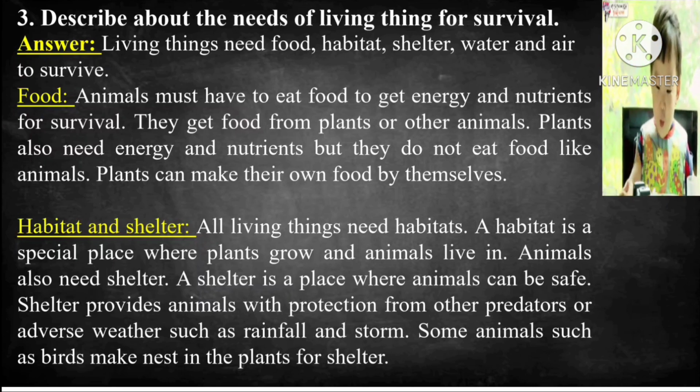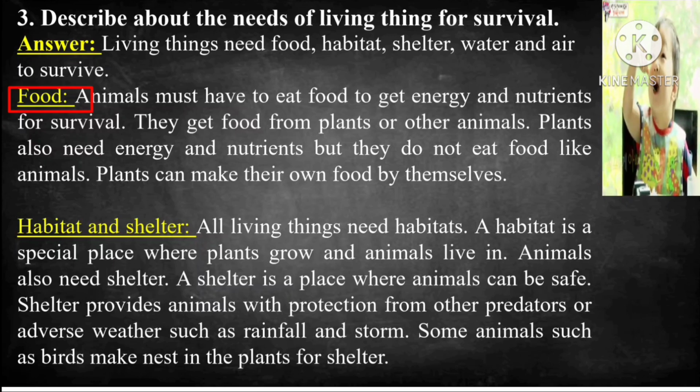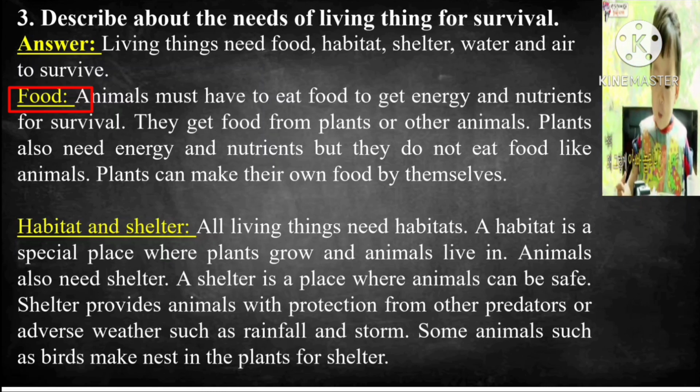Now the first point is food. We eat food not because food tastes tasty, but because we need energy. We get the energy from food, and we get all the necessary nutrients that are important for our survival and growth from the food. Now where do we get the food? We get food from plants, and we get food from animals.